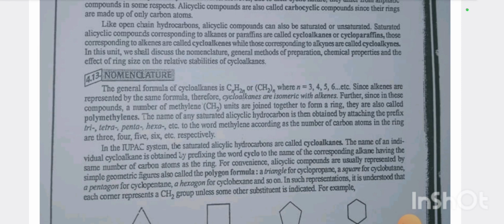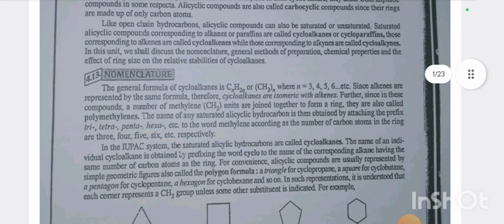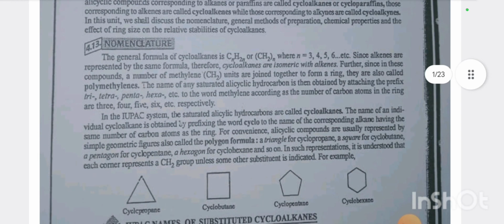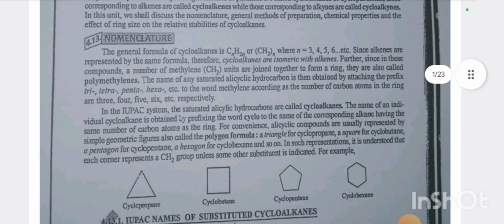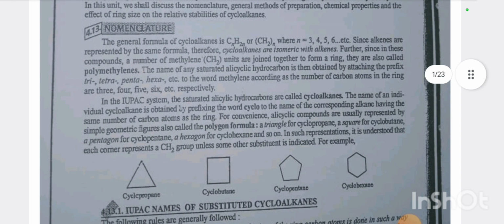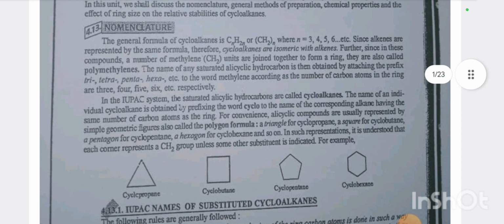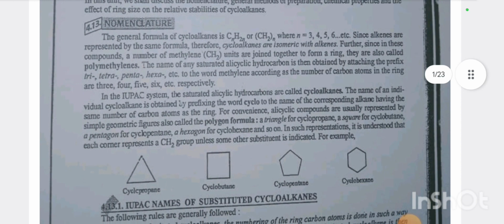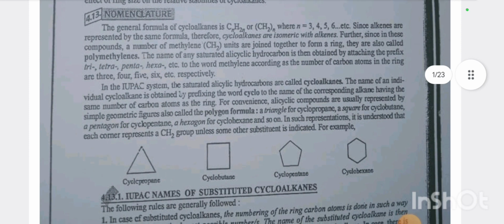Like open chain hydrocarbons, alicyclic compounds can also be saturated or unsaturated. Saturated alicyclic compounds corresponding to alkanes or paraffins are called cycloalkanes or cycloparaffins. Those corresponding to alkenes are called cycloalkenes, while those corresponding to alkynes are called cycloalkynes. In this unit, we shall discuss the nomenclature, general methods of preparation, chemical properties, and the effect of ring size on the relative stabilities of cycloalkanes.